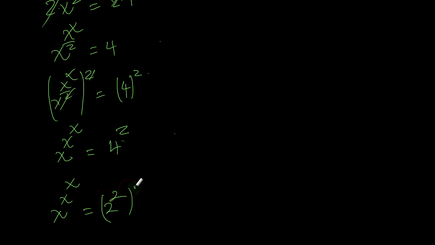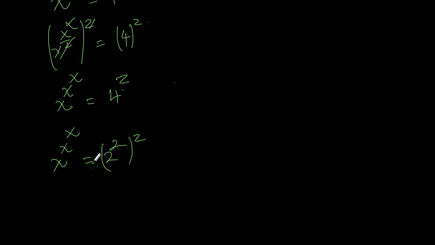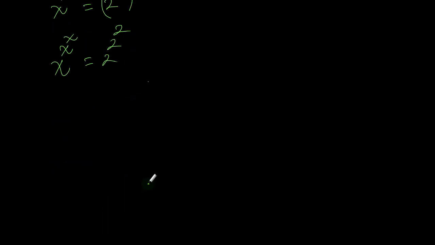This is squared. But fortunately, this number here, 4 squared, is 16, right? So then we're going to have x^x to the power of x equals 2 to the power of 2 to the power of 2, because 2 to the 4 is 16 as well. So from here we can say that this x is equal to this, is equal to this. So we're going to have x equals 2.